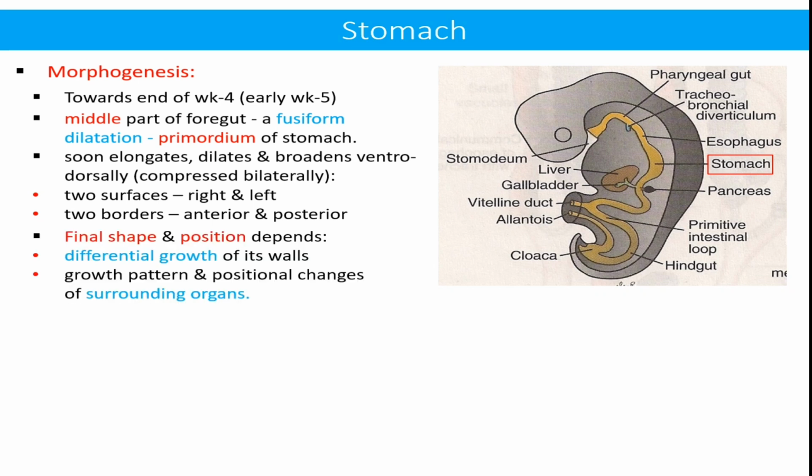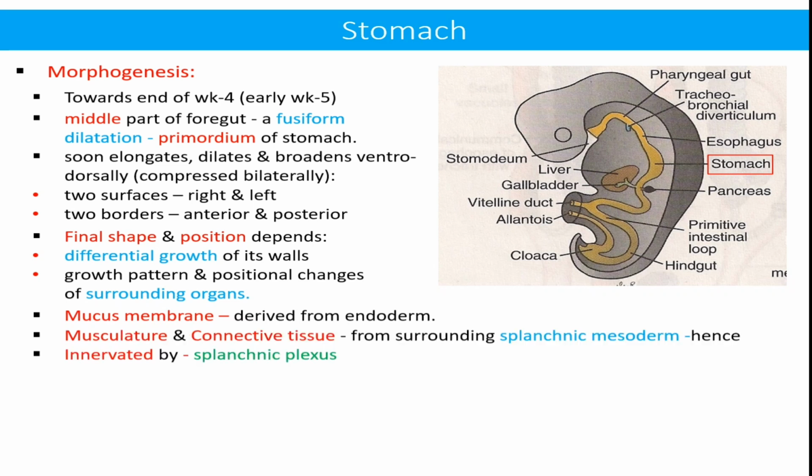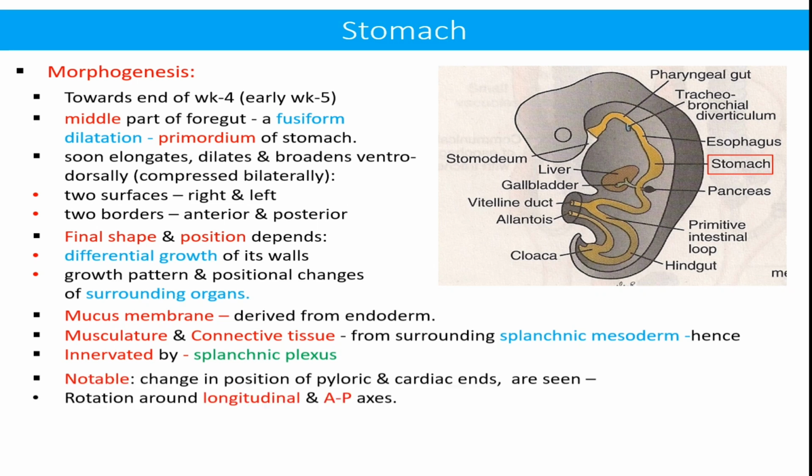The final shape and position of the stomach depends upon: number one, differential growth of its walls, and number two, growth pattern and positional changes of the surrounding organs. The mucous membrane of the stomach is derived from the endoderm, whereas the musculature and connective tissue are derived from the surrounding splanchnic mesoderm. Hence, the stomach is innervated by the splanchnic plexus of nerves.